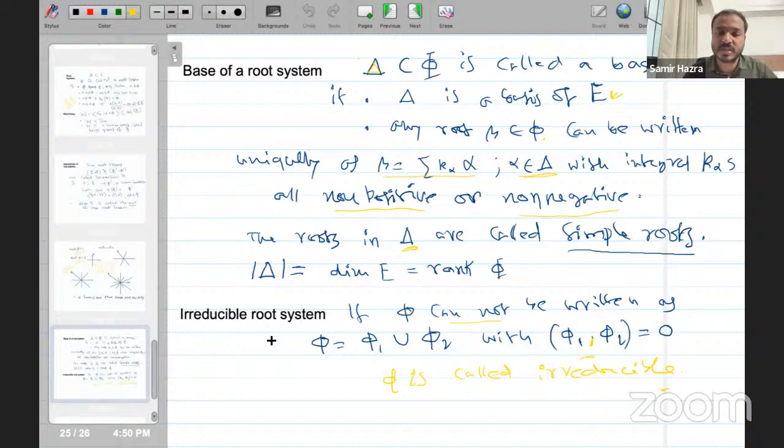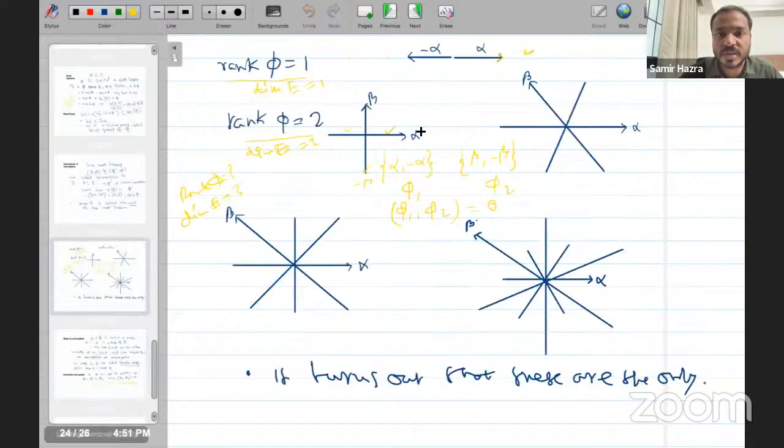So why we are introducing this concept of irreducible root system is that we want to study only the irreducible root systems, and then any other is just a union of them. In picture, this root system can be said as a union of these two terms, alpha minus alpha and beta minus beta. These all are irreducible. This is the only reducible case here.